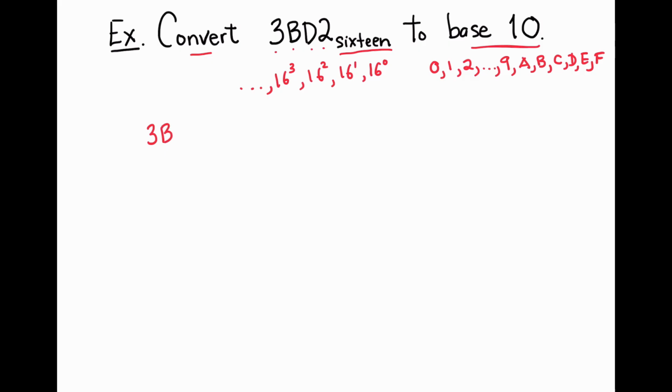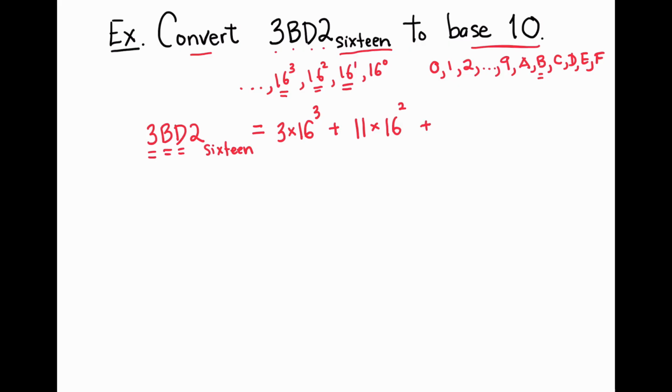3BD2 base 16 is equal to, okay, the 3 is in this place, so that corresponds to 3 times 16 cubed. Now remember, B is what we would write as 11, and that's in this place value. So we have 11 times 16 squared.